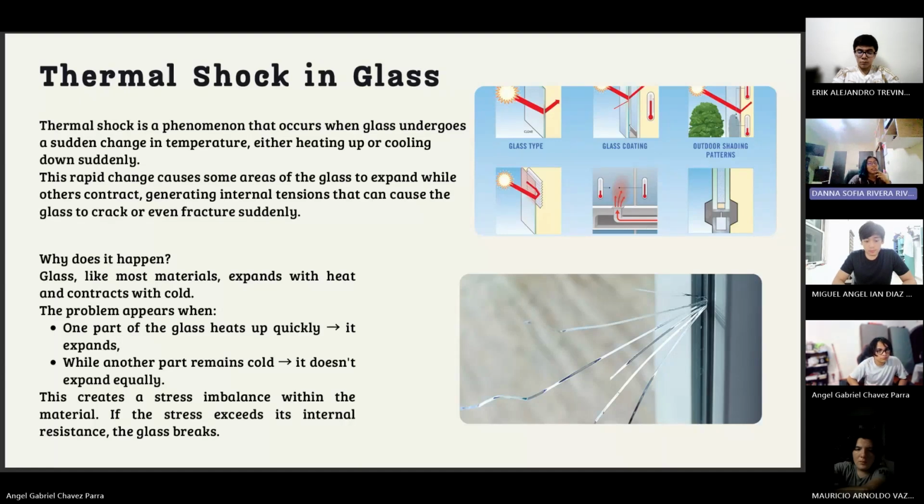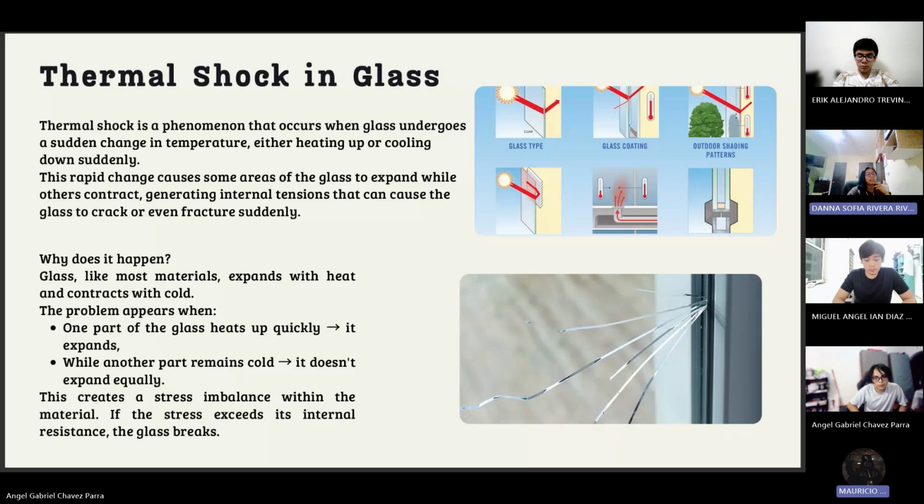Thermal shock in glass. Thermal shock is a phenomenon that occurs when glass undergoes a sudden change in temperature, either heating up or cooling down suddenly. This rapid change causes some areas of the glass to expand while others contract, generating internal tension that can cause the glass to crack or even fracture suddenly.